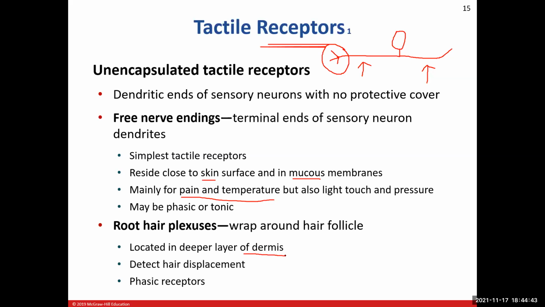So if the wind blows and it moves the hair around, it's going to trigger these nerve endings to be stimulated to send a nerve impulse up to the spinal cord and brain there. So their job is to detect any type of hair displacement. And we're dealing with our phasic receptors. So these adapt slowly.